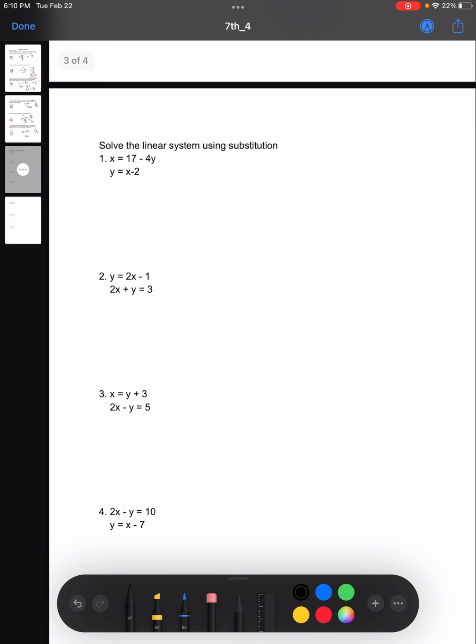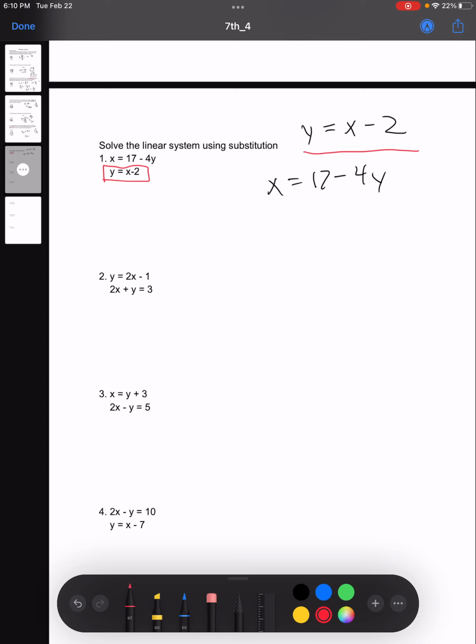We can move on. Solve the linear system using substitution. x equals 17 minus 4y, and we have y equals x minus 2. Well, this might seem tricky at first, but what we can do is utilize the expression y equals x minus 2, and pull down this one, x equals 17 minus 4y.